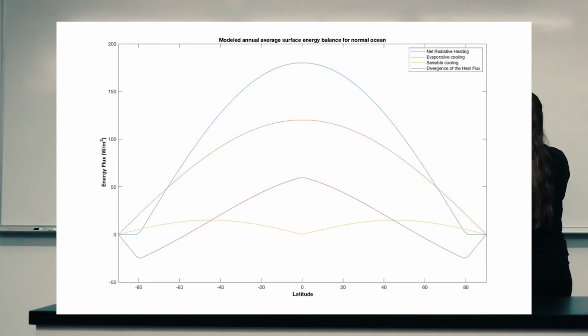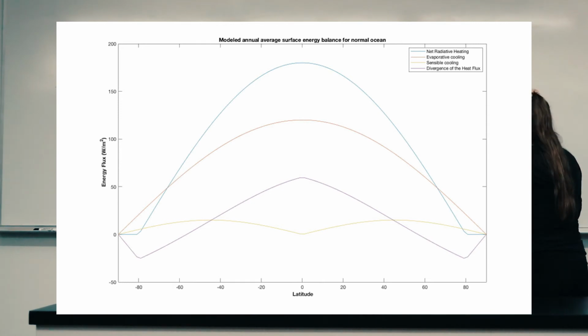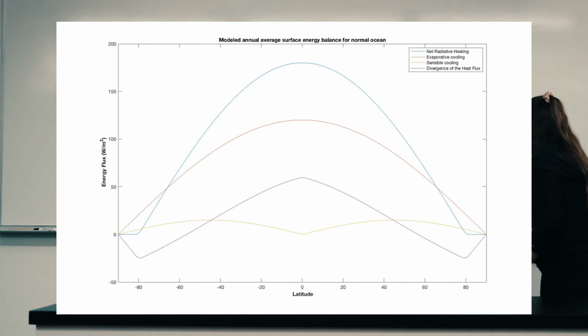On the y-axis, we have the energy flux in watts per meter squared, and on the x-axis, we have latitude. As you can see, the net radiative heat peaks at the equator, along with many of the other fluxes.